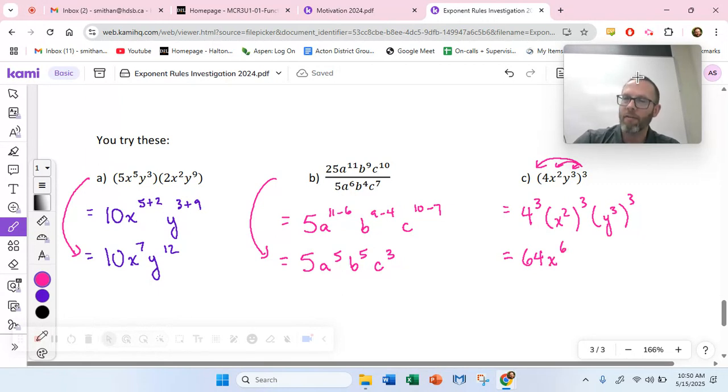Multiply the exponents. X to the power of 6, multiply the exponents. Y to the power of 9. If you were able to go right here, I'm okay with that.